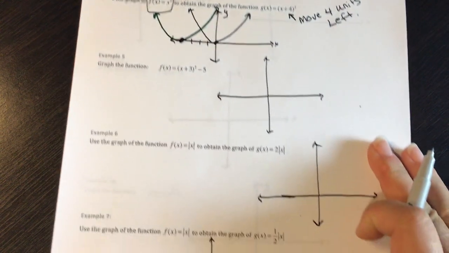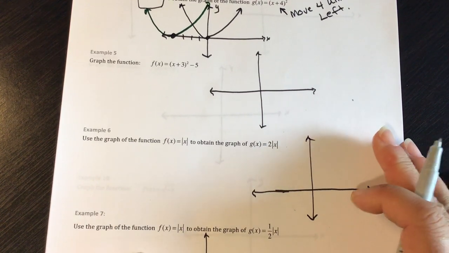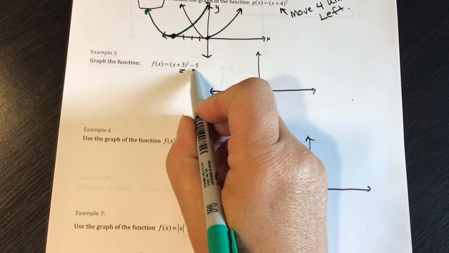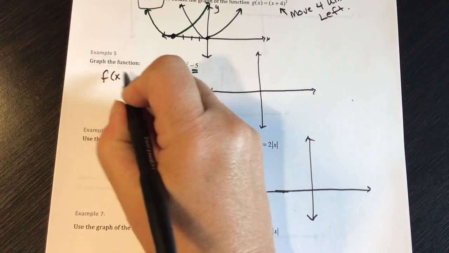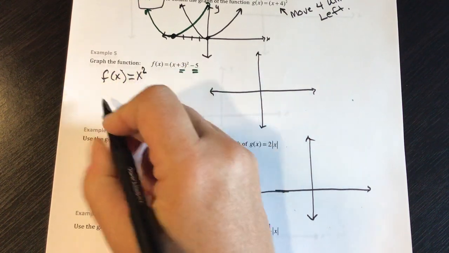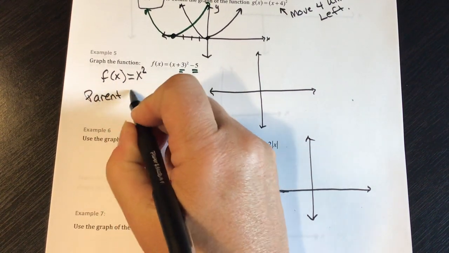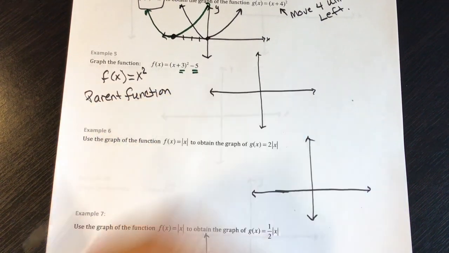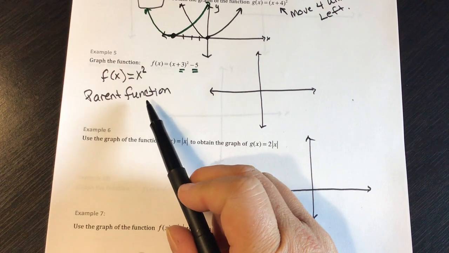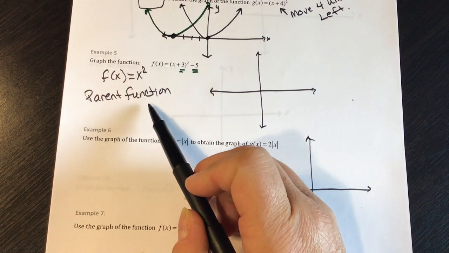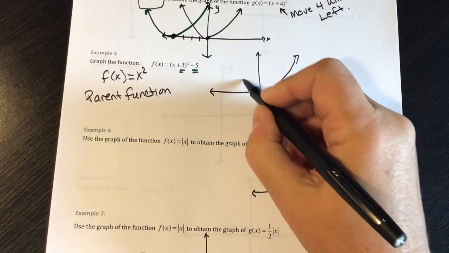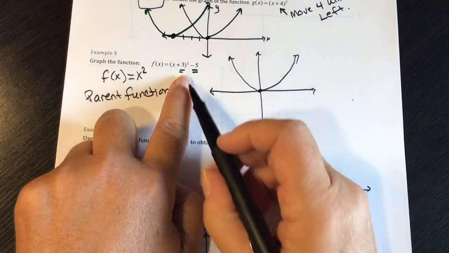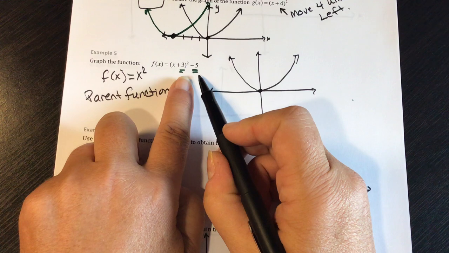In example 5, this time, if you notice, I see numbers inside and outside the parentheses. I still have a parent function of f of x equals x squared. This is my parent function. And what that tells us is, okay, my parent function is quadratic, so I'm going to have a U. Instead of having a U that is centered at the vertex, I'm going to shift this. This time, I'm going to shift it twice.